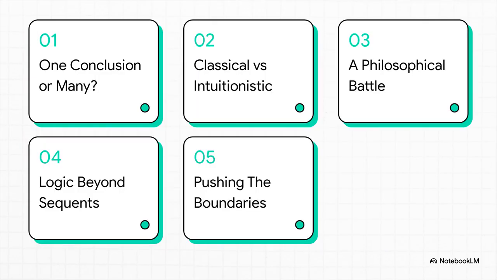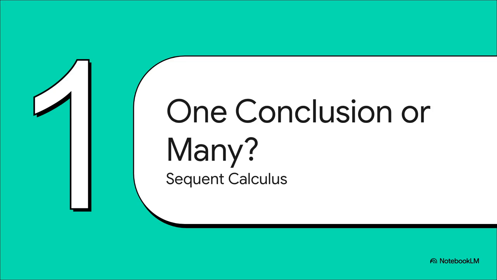Okay, so here's our game plan. First, we'll get to the heart of the matter: one conclusion or many. Then, we'll see how this single choice creates this massive split between two major logical systems. After that, we'll jump into the philosophical dogfight it started, see how this idea spreads beyond its original home, and finally, look at how modern logicians are just running with it and pushing the boundaries like crazy. All right, let's dive into section 1, one conclusion or many.